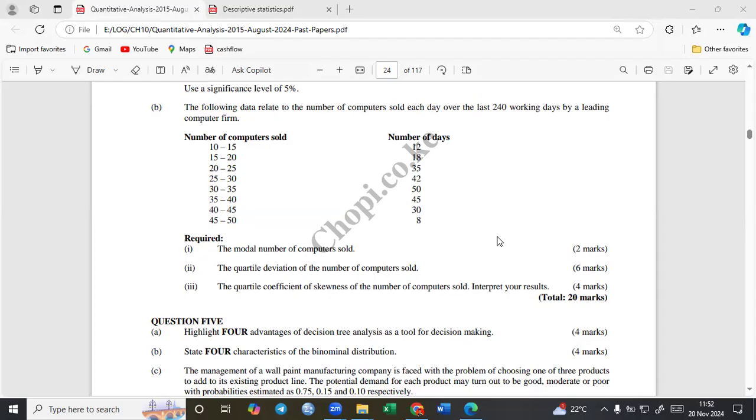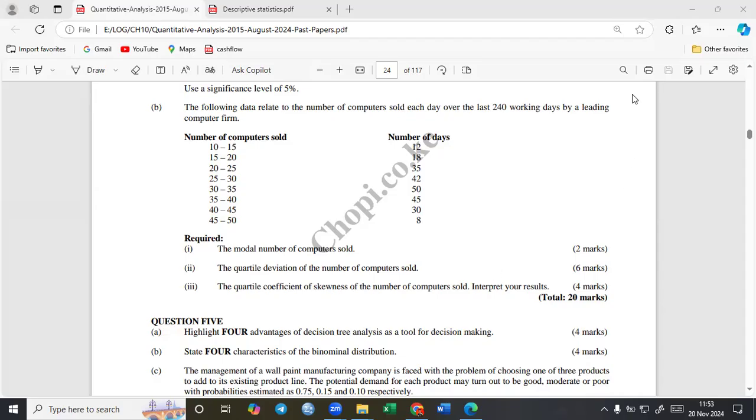The following data relates to the number of computers sold each day over the last 40 working days by a leading computer firm. Required: 1, the mode of the number of computers sold. 2, the quartile deviation of the number of computers sold. 3, the quartile coefficient of skewness of the number of computers sold. Interpret your results.